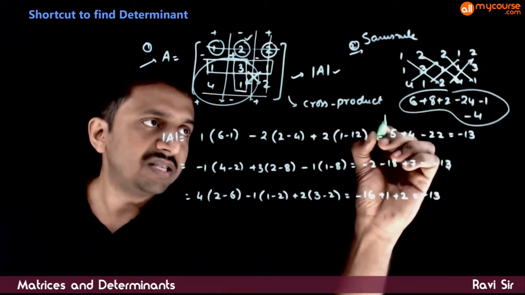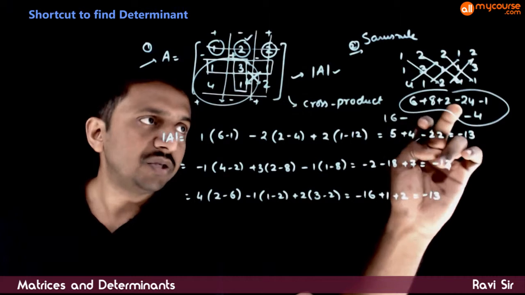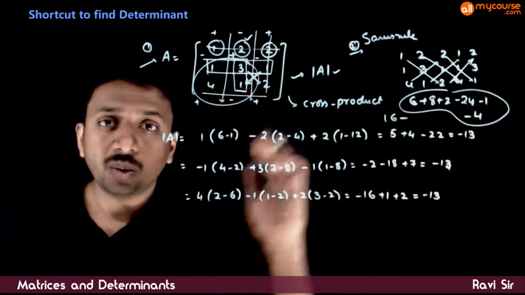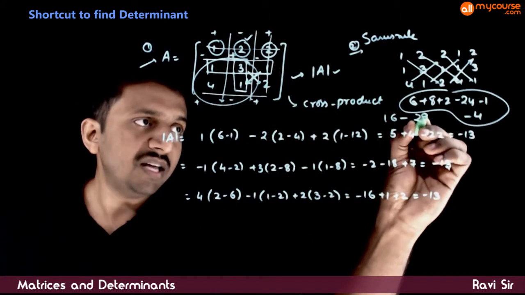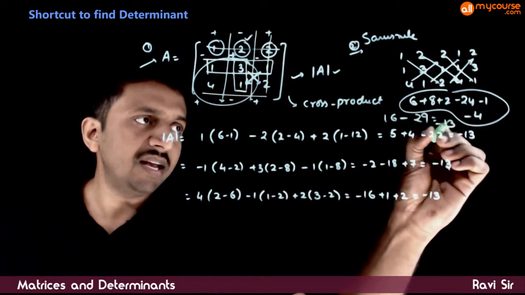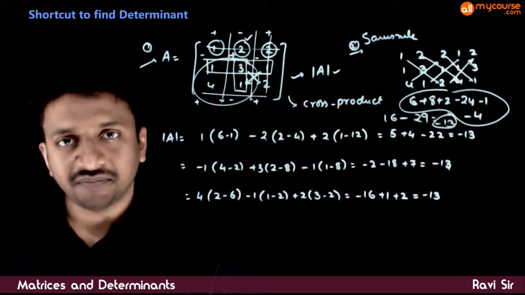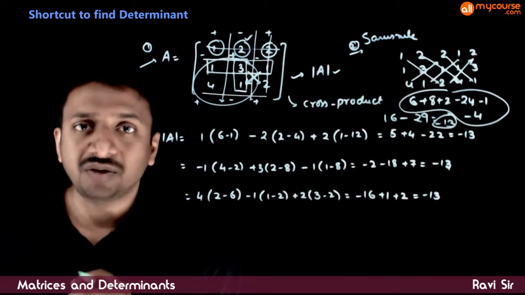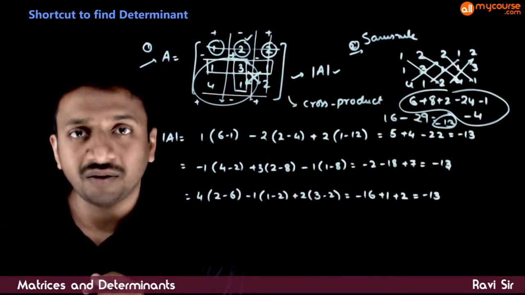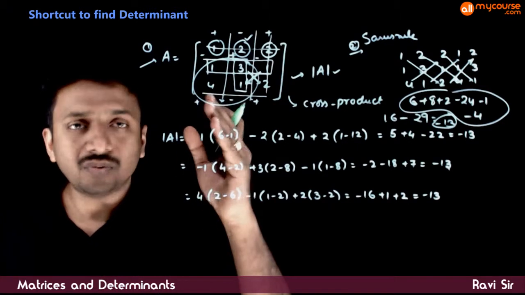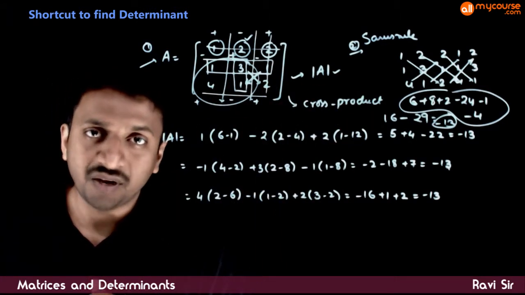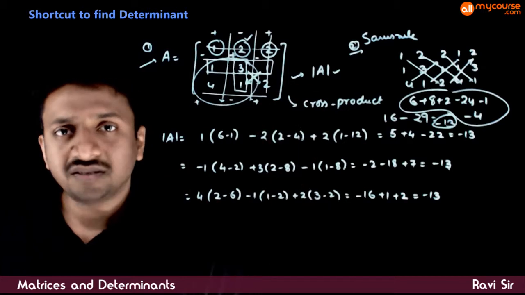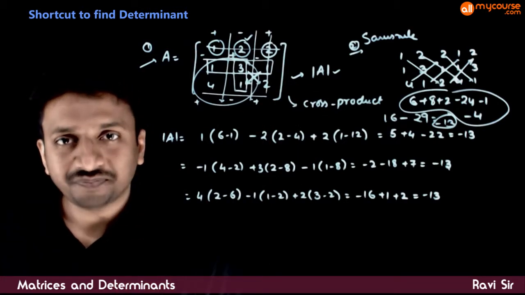So 16 minus 24, 25, 29. 16 minus 29 is again minus 13. So this shortcut is called Sarrus' rule for finding the determinant of the matrix. You can use whatever method you're comfortable with, and these two methods give you the determinant very easily.